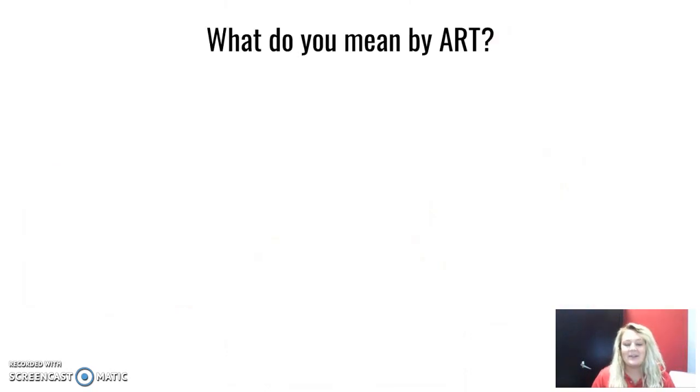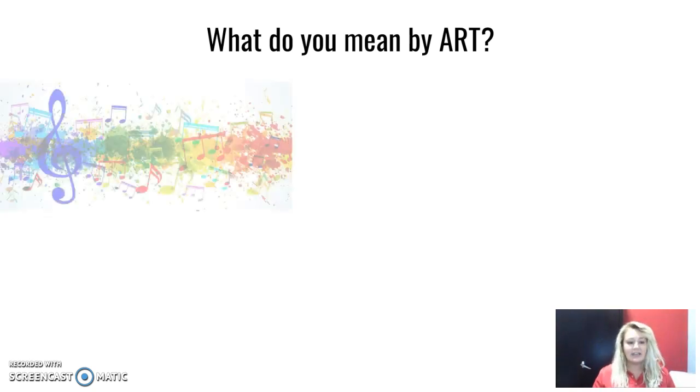Okay, so you may be thinking, what do you mean by art? A lot of people think that art is just coloring, and we're going to give our kindergartners a coloring sheet because we need to do something, but we need to keep them quiet, so let's give them some coloring sheets. That is so far from the truth that it's completely nothing what art is supposed to be. Art can be millions of different things, and I've shown some of these on here.